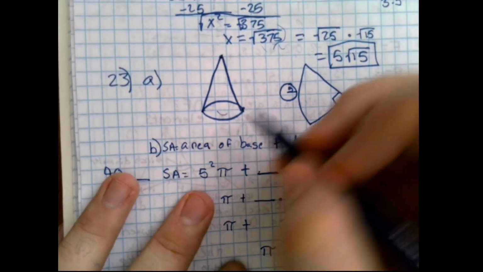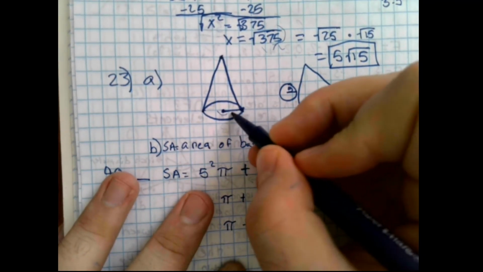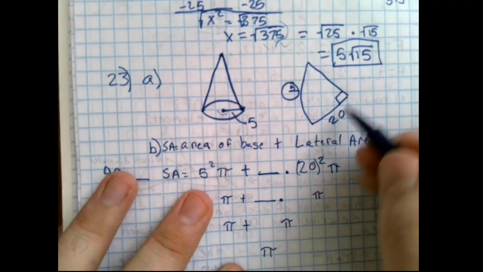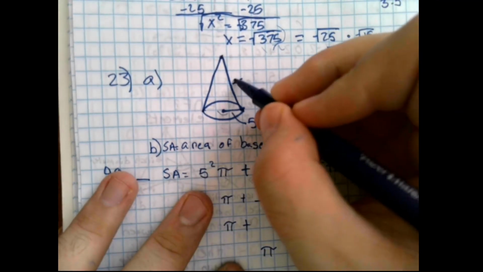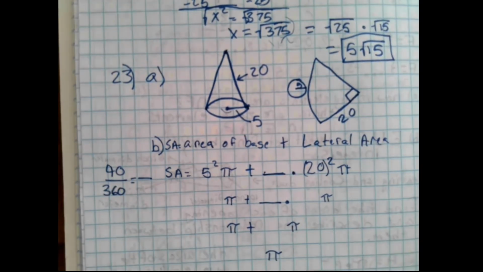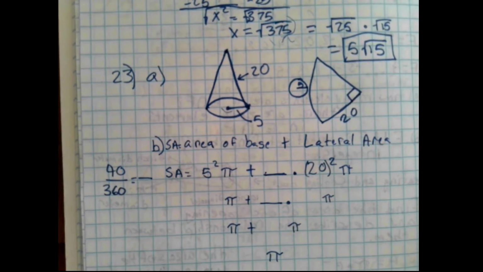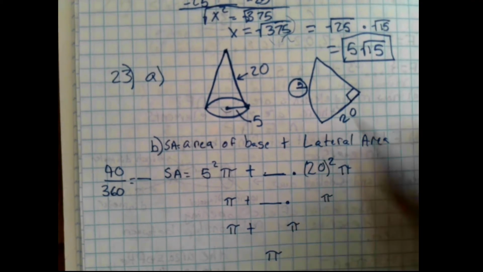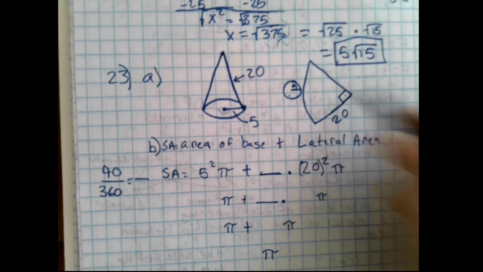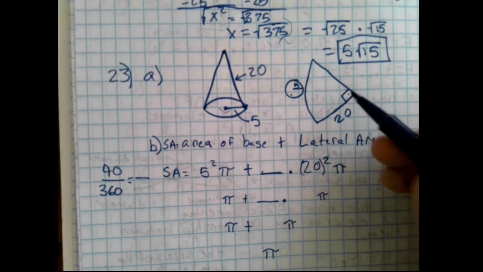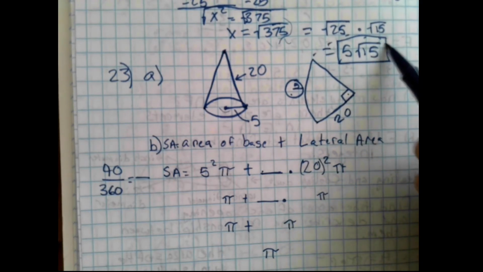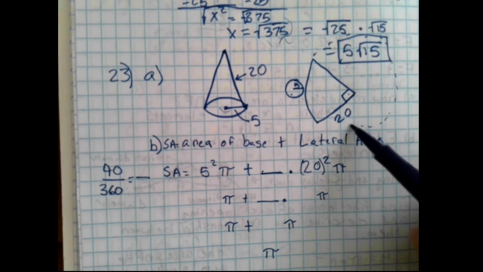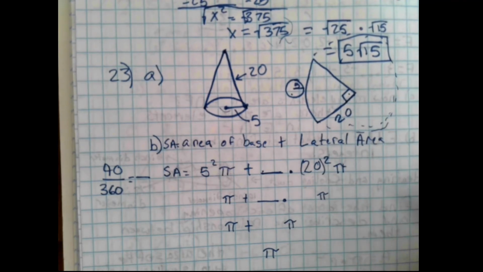Now, this will give us a cone. We know that the radius here is 5, and this side here is our slant height of 20. Now, part B says find the surface area, and that might seem tricky because I haven't told you how to find the surface area of a cone before, but we do know what shape this is and what shape this is. Now, my drawing's not too perfect, but this is a sector of a larger circle.